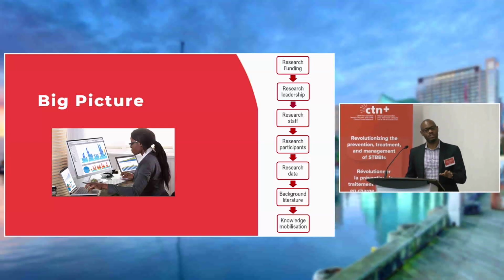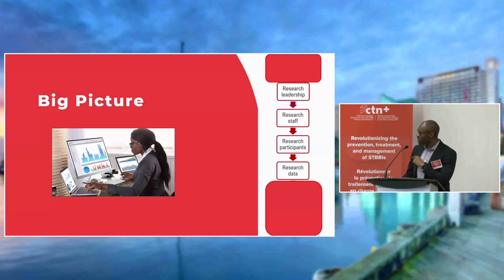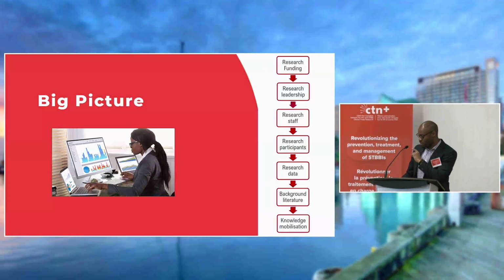And then there's also research leadership. Who is the leader of the research? We'll talk about that in detail, so I'll skip it. The two things we will not talk about are background literature and knowledge mobilization. So in terms of knowledge mobilization, there's a lot to be said for how the research is disseminated to the right audience so that it has the impact that it should have.